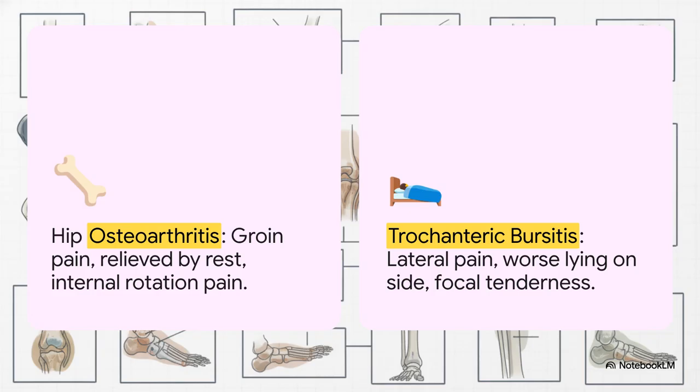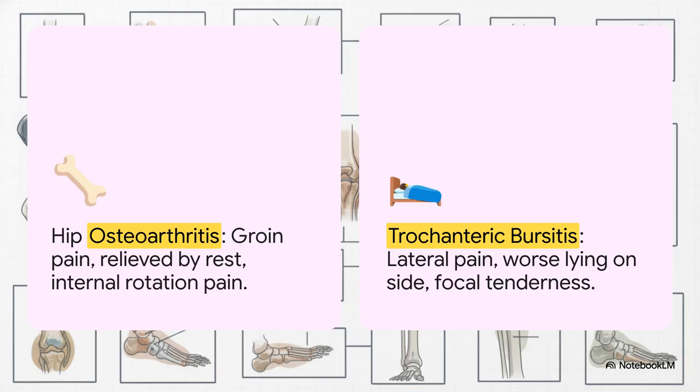If the vignette gives you an older patient with groin pain that gets better with rest, but worse with activity, you need to check their range of motion. Pain specifically on internal rotation of the leg, along with a gradual functional limitation, is a massive red flag for hip osteoarthritis. Contrast this with greater trochanteric pain syndrome, or GTPS.